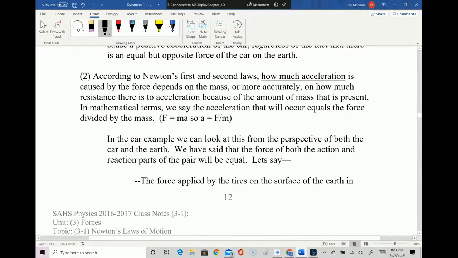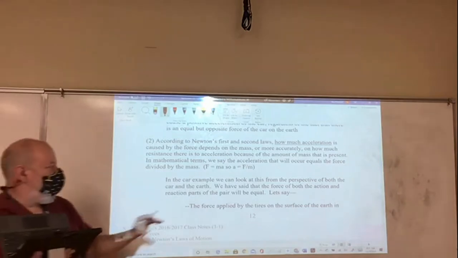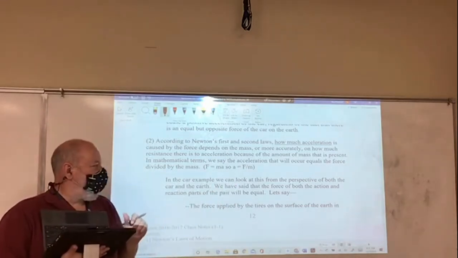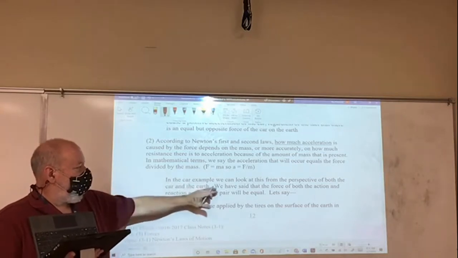Now, according to Newton's first and second laws, how much acceleration is caused by the force depends on the mass, or more accurately, on how much resistance there is to acceleration because of the mass that's present. So in mathematical terms, we say the acceleration that occurs will equal the force divided by the mass. So in the car example, we can look at this from the perspective of both the car and the earth, and this will pull this all together.